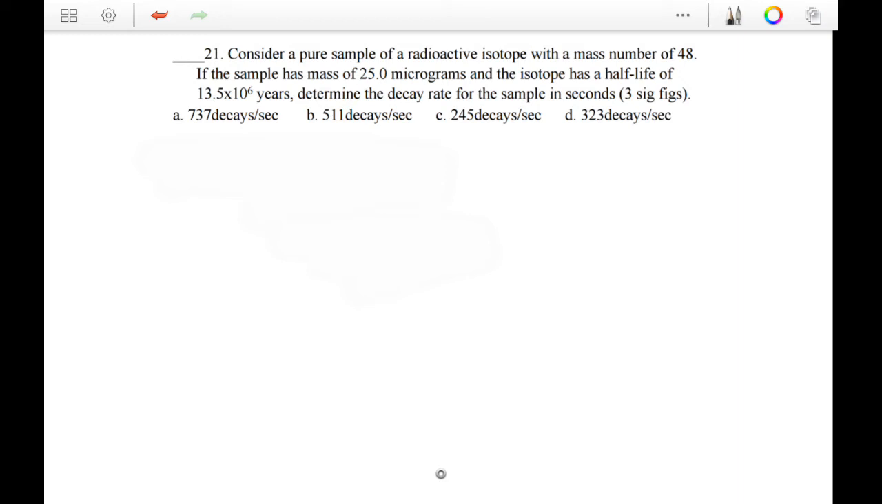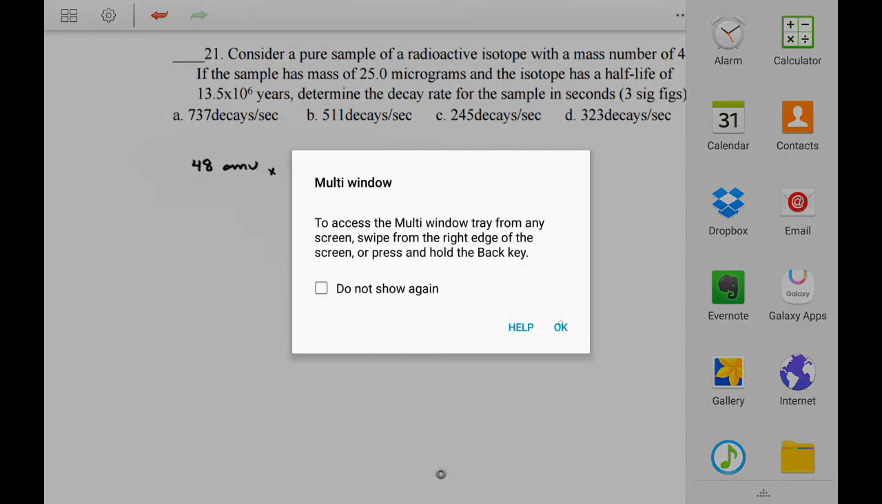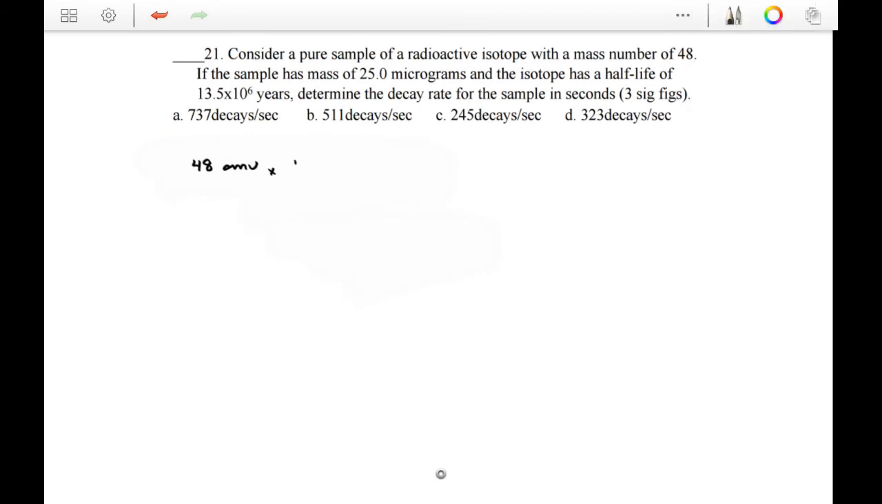So what we need to do basically is make a very large conversion from 48 AMU all the way to micrograms per nuclei. To do that, we're going to start out with the 48 AMU, and then convert the AMU to kilograms. On your formula sheet there's a value of the amount of kilograms per AMU. So that is 48 AMU times 1.66 times 10 to the negative 27 kilograms per AMU.